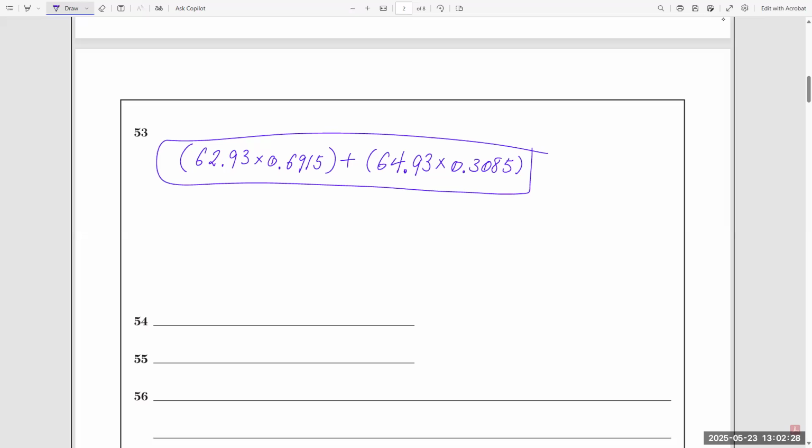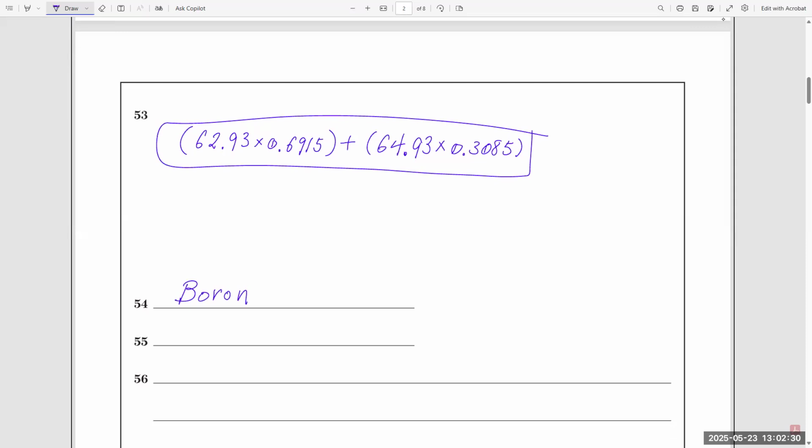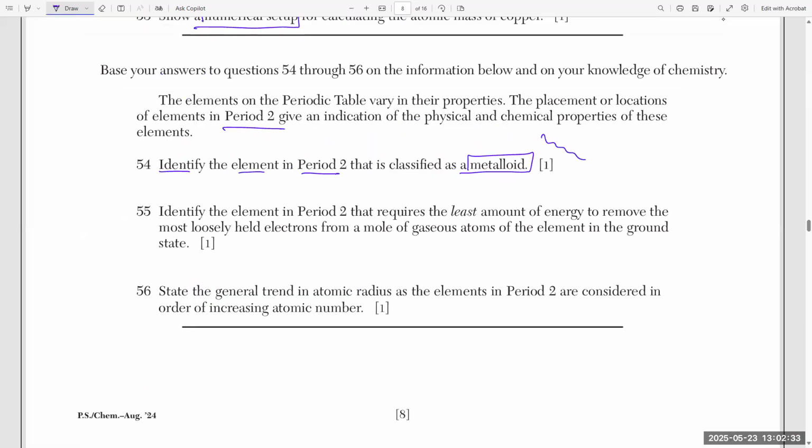Okay, let's go to 55. Identify the element in period 2, once again going across left to right, that requires the least amount of energy to remove the most loosely held electron from a mole of gaseous atoms of the element in the ground state. Now, what in the world is this? Energy to remove all that. This is a definition, isn't it? What is this definition about? Energy to remove the loosely held electrons. This is the definition of ionization energy.